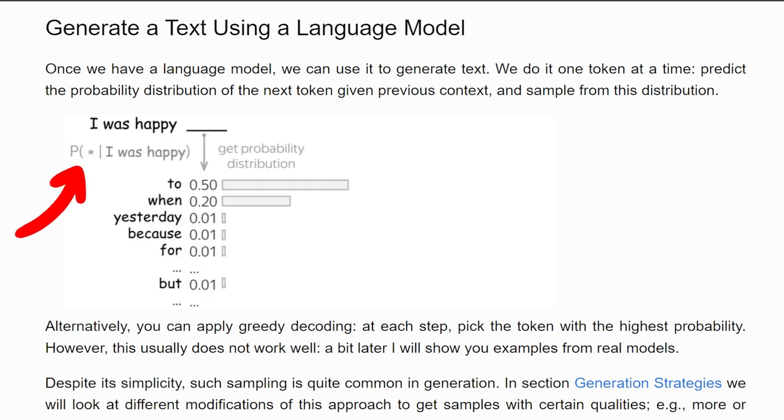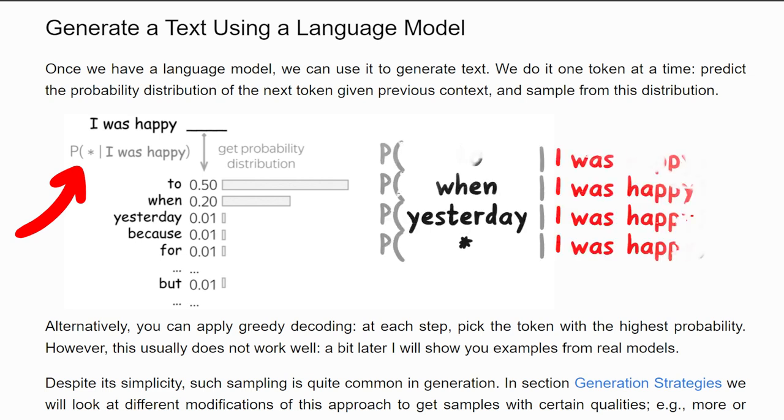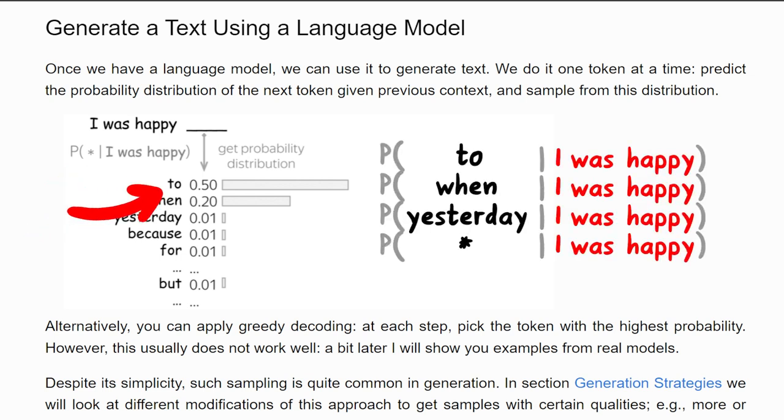And look at this, this should be familiar notation from math. Basically, we ask, what's the probability that 2 is the best token given, I was happy? What's the probability that when is the best token given I was happy? So this probability has to be calculated for every possible word, and then we select the one with the highest probability, or we randomly select one based on the probability distribution. Most likely we select 2, but we could also select another one. And this is basically how these language model AIs like GPT-3 and GPT-4 work, just on an insane level.